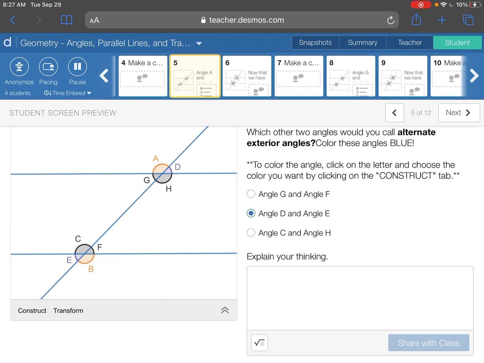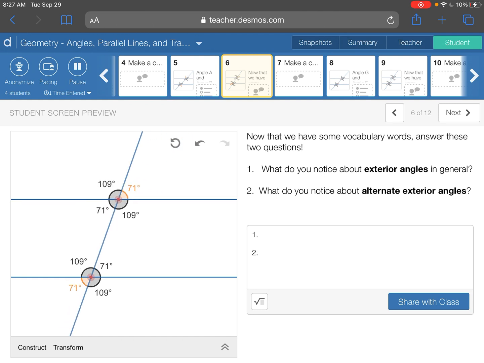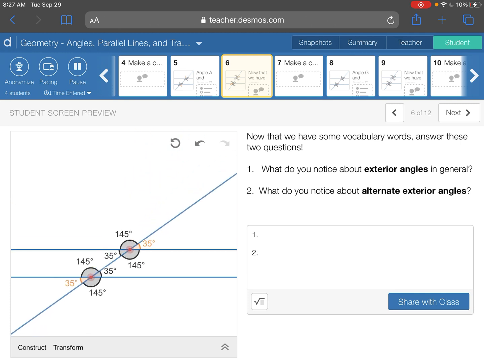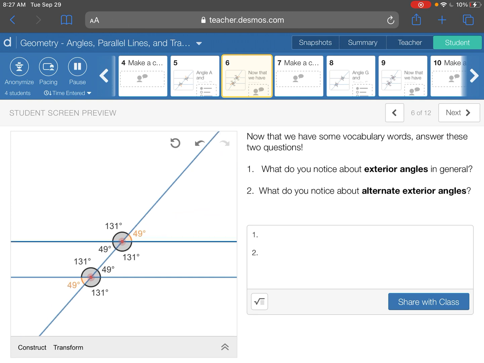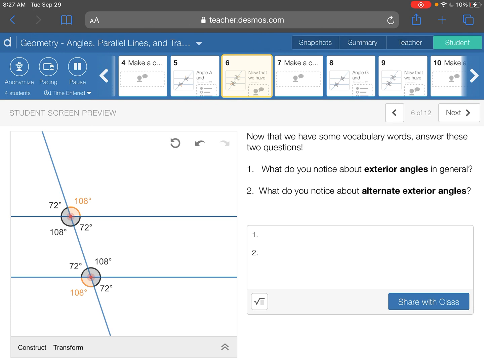So if we go over here and start looking at the relationship between alternate exterior angles, you should notice the same type of thing. You'll see the two angles highlighted in orange. Those are alternate exterior angles. Now if I start moving the parallel lines to create different angles, you'll notice that the orange angles are both 73 degrees. Now both the orange angles are 39 degrees. It doesn't matter what angle is created with the parallel lines and the transversal. Those two alternate exterior angles are always equal.